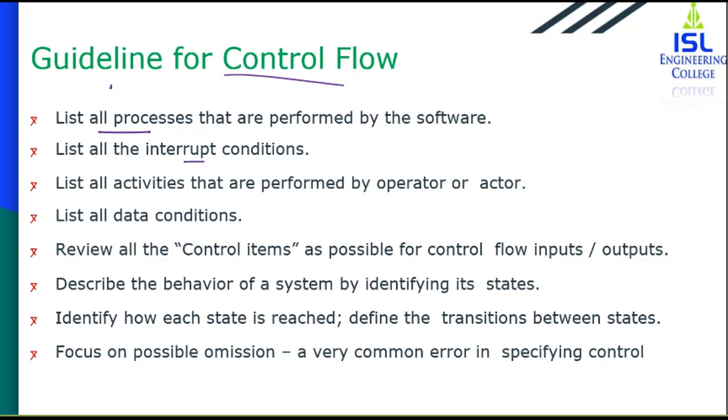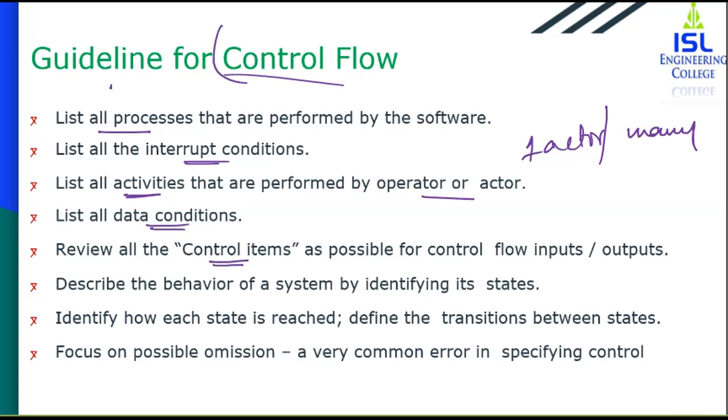List of the interrupt conditions, that is when the alarm is going to ring, when the telephone is going to dial the number, that needs to be identified. Then list of all activities that are performed by an operator or actor. You can have one actor or you can have many actors. So what are the different features that are performed by specific actors or by many actors? You need to have a list of all the activities. Then any data conditions that are given, you need to have a list of all that. Then review all control items.